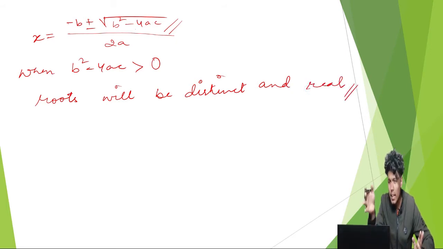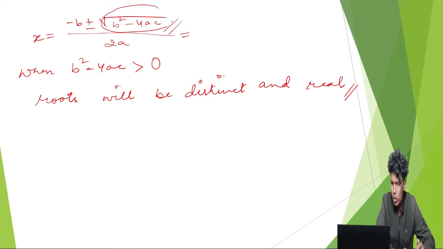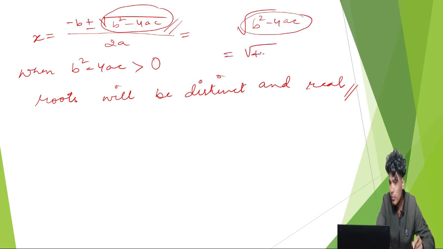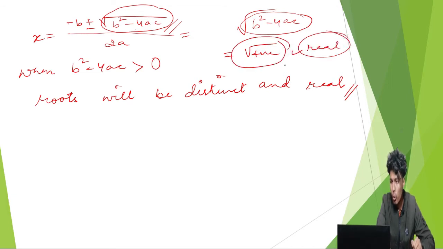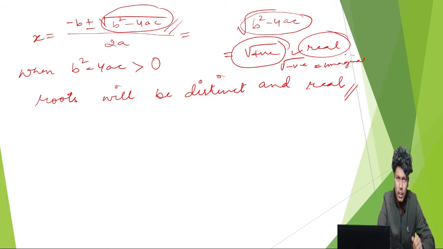Okay, why is it real? Because look here, let me make you understand. This one, root over b square minus 4ac. If b square minus 4ac is greater than 0, that means it is positive. Root of a positive number is always real. Root of a negative number is always unreal or imaginary. So the root exists, and the roots are distinct and real.